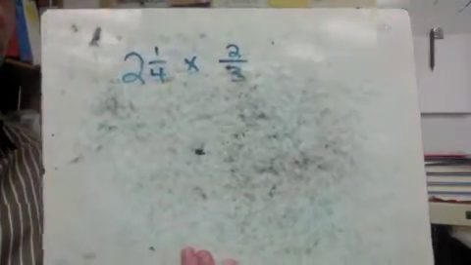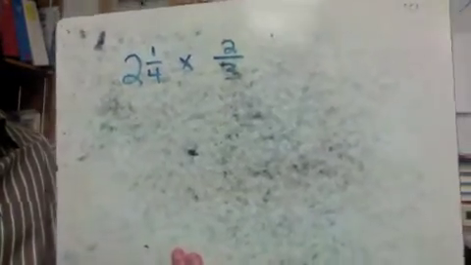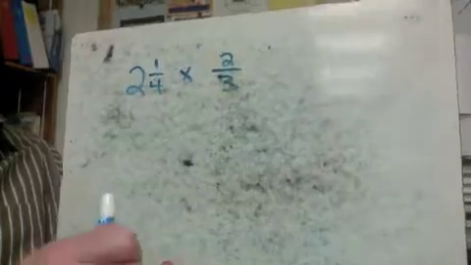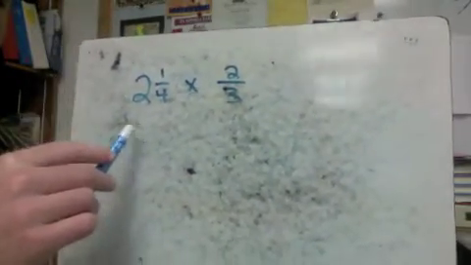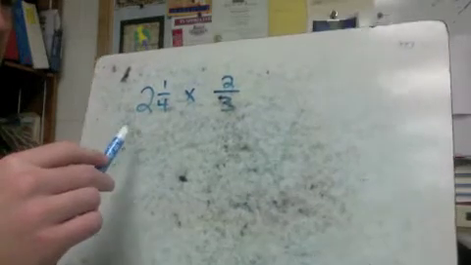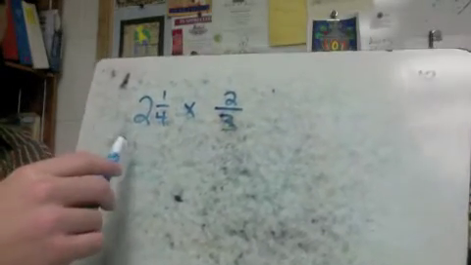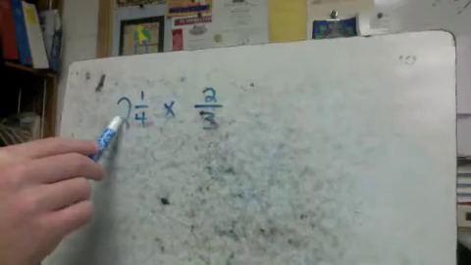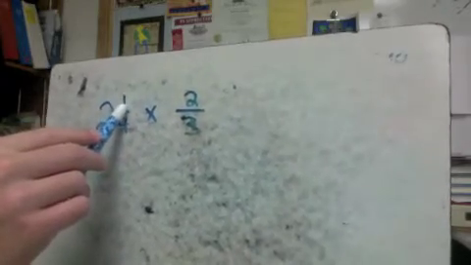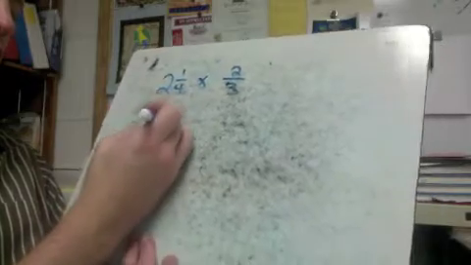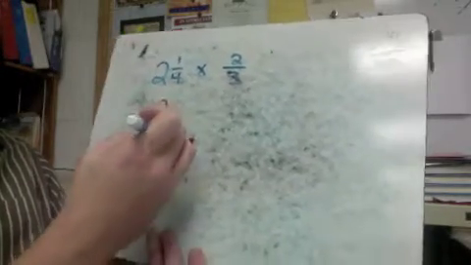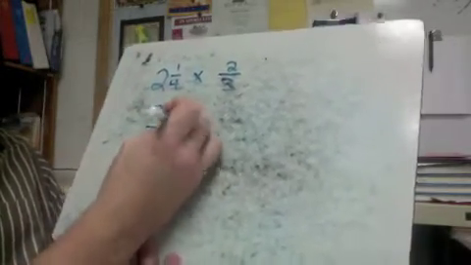Alright, last one before you do some on your own here. 2 1/4 times 2/3. Okay, this one is formatted just fine. This one's not. Okay, so I need to get this one how it needs to be here. Looks like we've got 2 groups of 4, which would be 2 times 4 is 8, plus our extra 4th is going to be 9/4. And it looks like we've got times 2/3.